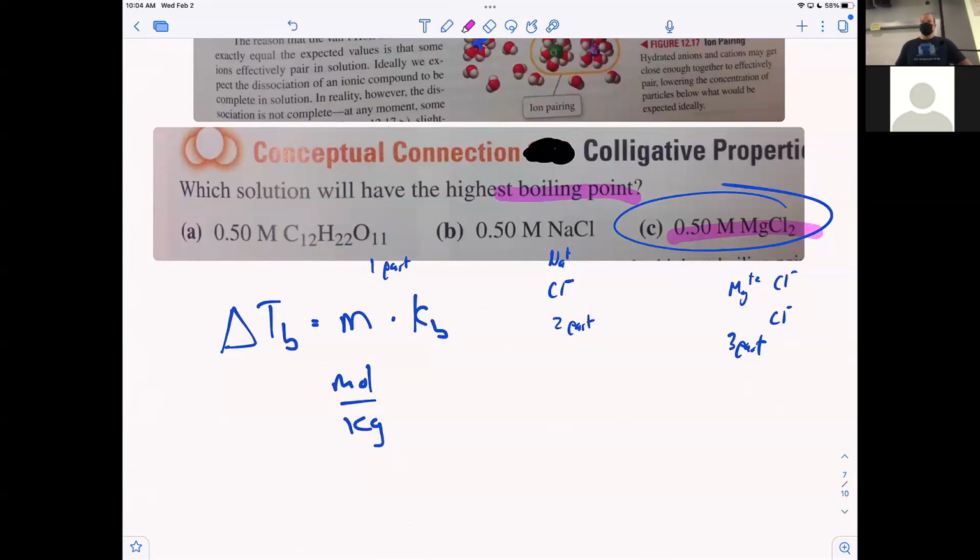Does that logic make sense? Highest number of particles. So A has 1 particle, B has 2, C has 3.